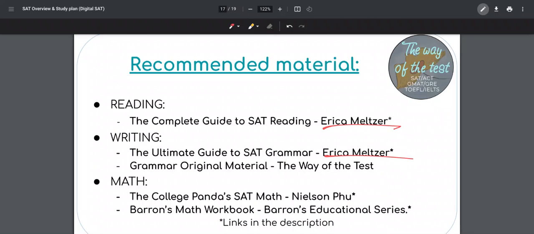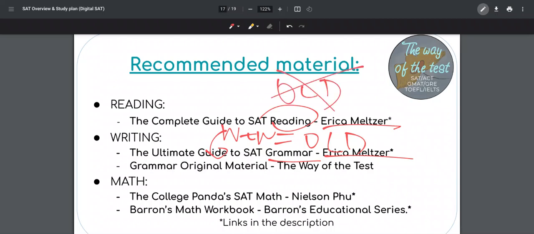Although if you have the old versions, in the case of the grammar it is going to be the same. The new SAT is the same as the old SAT for the grammar. But if you have the old version of the reading book, you have to use the new one. The old one is no longer useful for you because the reading has changed a lot.